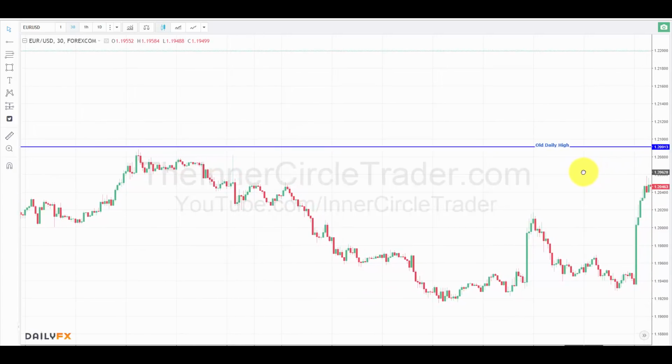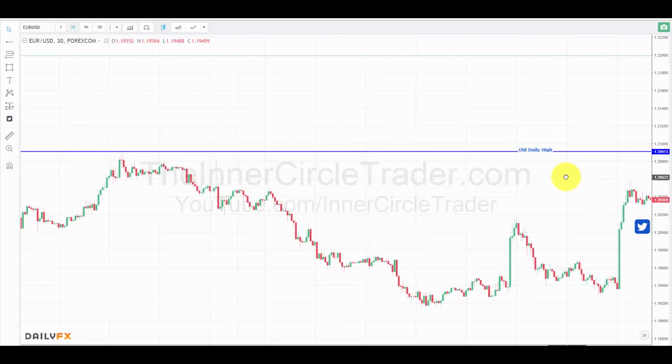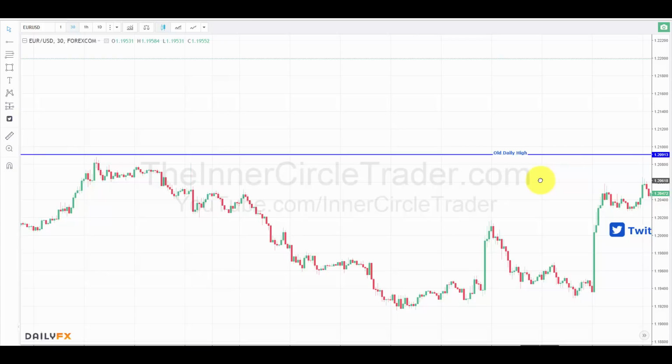Ultimately, price rallies through. Notice what's going on. Is there any retracement? No. Very, very small little consolidation. And then ultimately, we get the optimal trade entry right there.